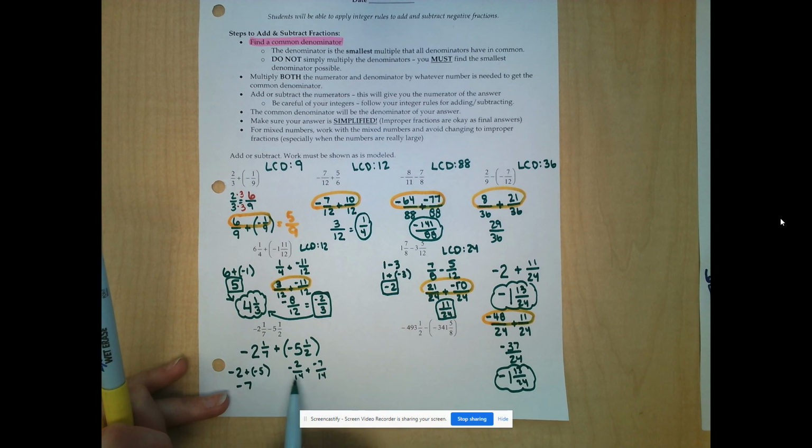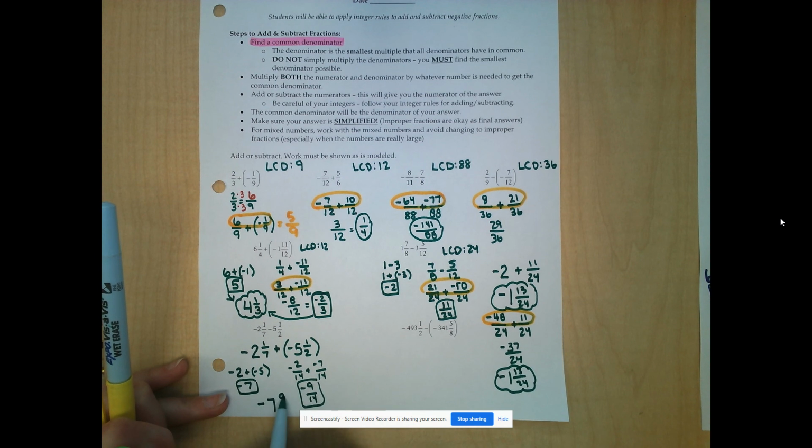I changed the 1/7 to a 14th by doubling both the numerator and denominator. I changed the 1/2 to a 14th by multiplying both by 7. Got negative 9/14. And because they're both negative, all I have to do is stick them together. So that's a little bit easier when they are the same sign.